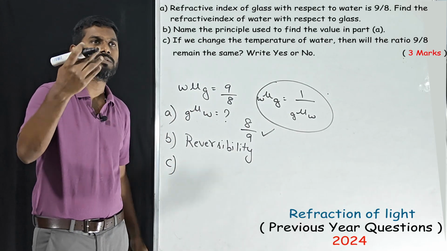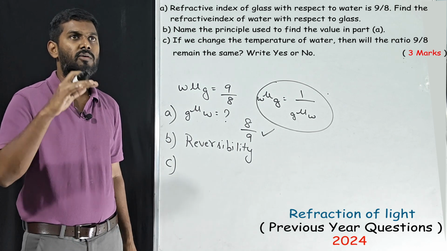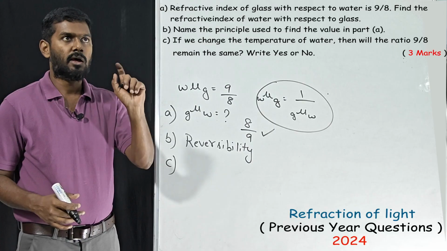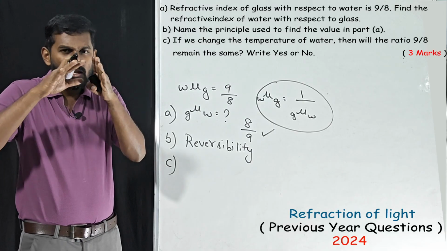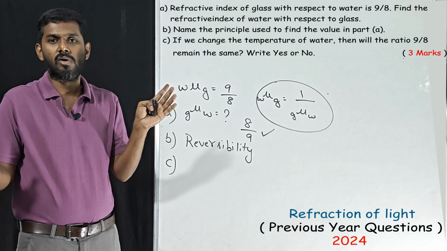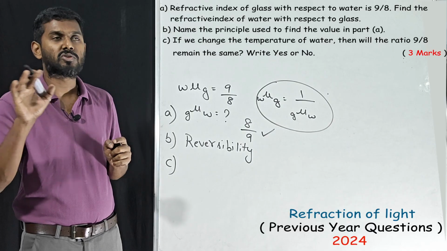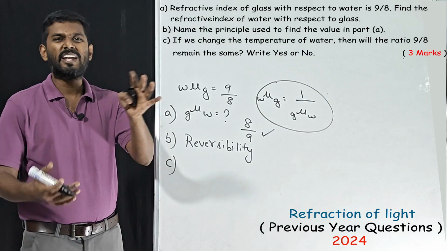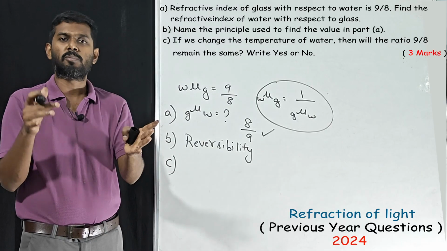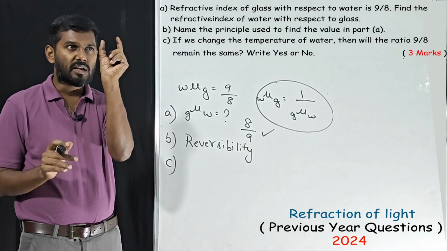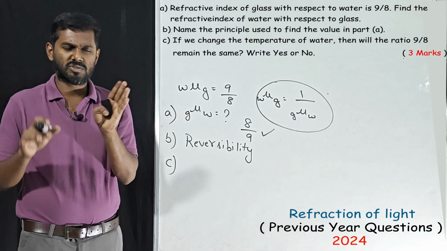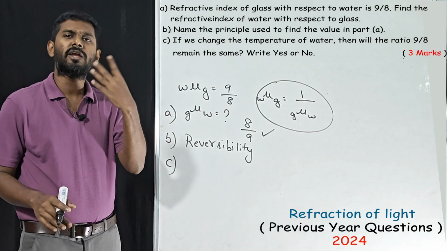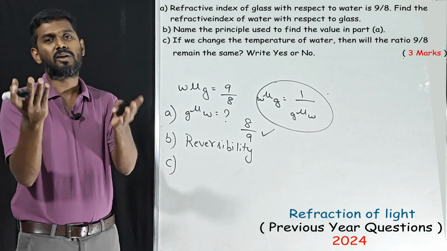Next, question C. If we change the temperature of water, will the ratio 9/8 remain the same? Write yes or no. They have clearly mentioned, write yes or no. You should not write "yes, it will not change" or "no, it will change". Why do you want to confuse the person who is evaluating your paper? If you feel it is yes, write yes. If you feel it is no, write no. Don't write both and lose marks.